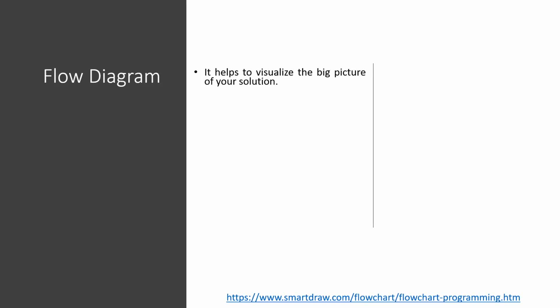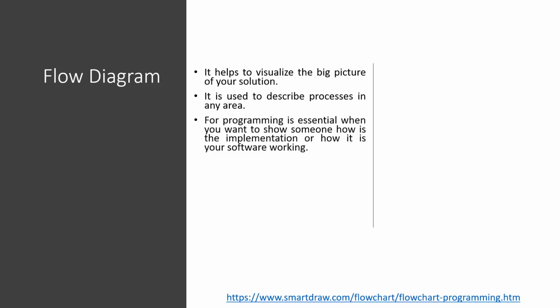Flow diagram. It helps to visualize the big picture of your solution. It is used to describe processes in any area. It's not meant only for developers, it's for any particular area that involves following procedures. For programming, it's essential when you want to show someone how the implementation works or how your software is working. It helps to explain software processes to non-programmers.